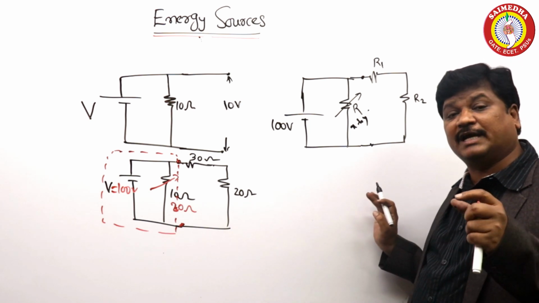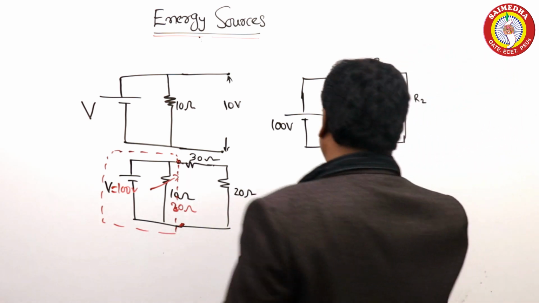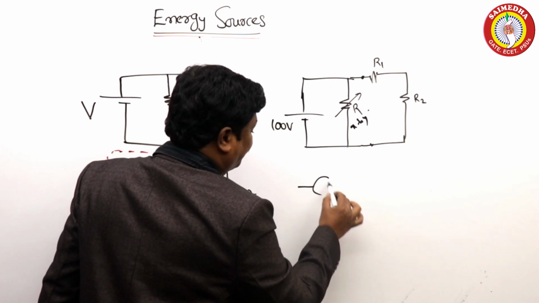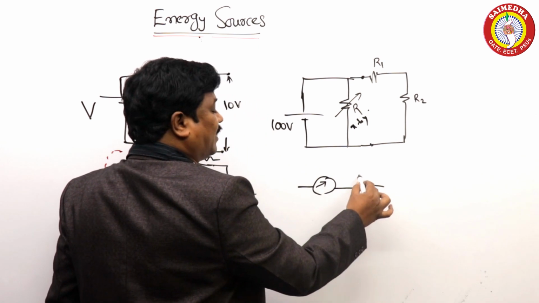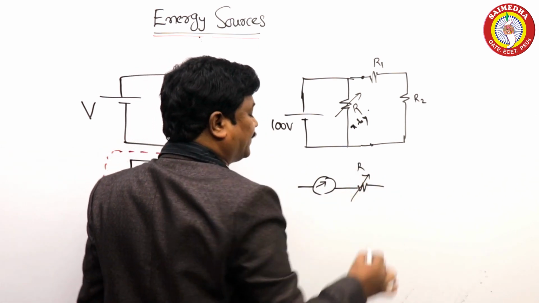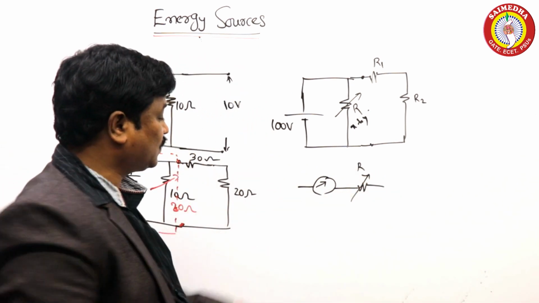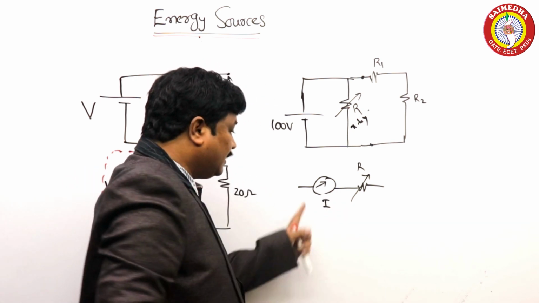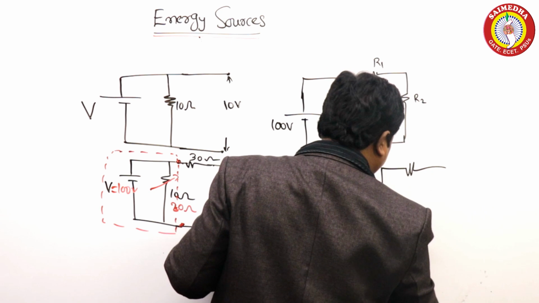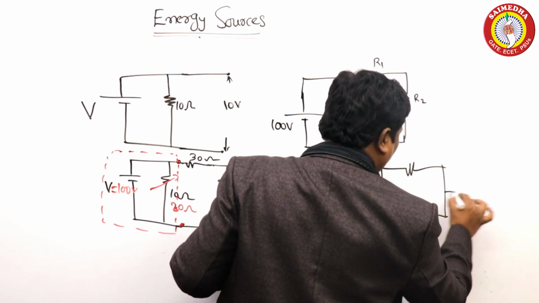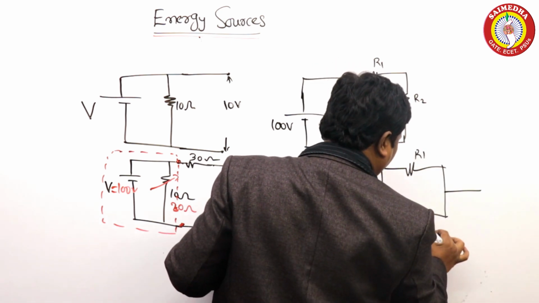Similarly, when you are talking about a current source, for example, I have some current source here. It has some internal resistance R. This is a variable in series with the current source. This is current I in series with the resistance. I can have two parallel branches of resistances, R1 and R2. This is R1 and R2.